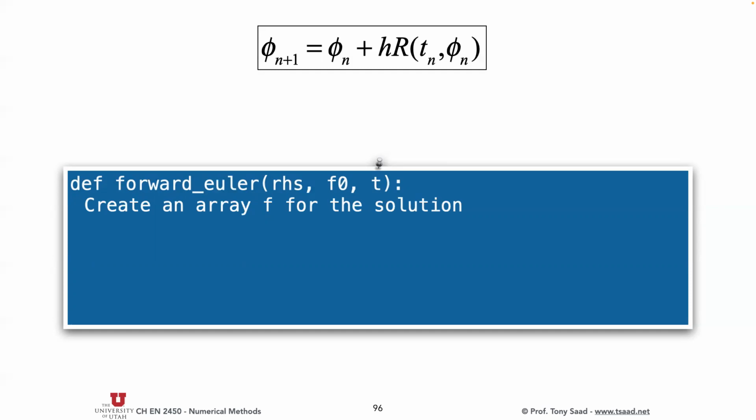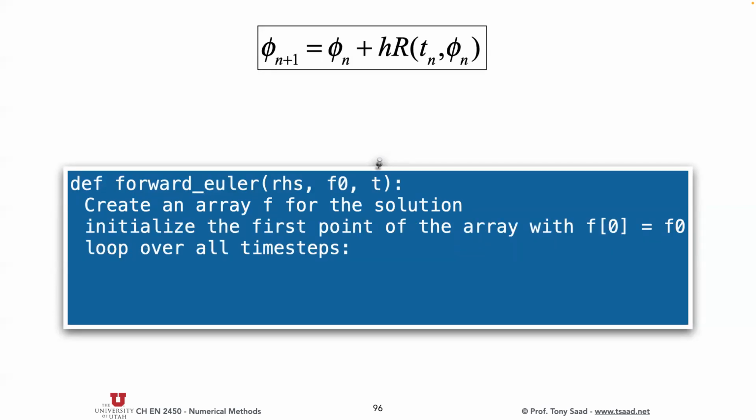Inside the routine itself, I had asked you to create a pseudocode, but we'll just do it together. I would create an array f for the solution. Initialize that array to be of the same size as how many time steps you have, right? Because that array is going to contain phi0, phi1, all the way to phi n. Then I'm going to initialize that array with the initial value, phi0, and loop over all the time steps and update. Say f literally like this: f n plus 1 equals f n plus delta t times right-hand side of f n and t n, or t n and f n, and then you return. Okay.